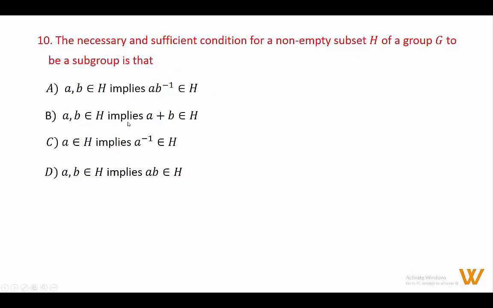a, b belong to H imply that a plus b belongs to H. No, this is the wrong answer. a belongs to H implies that a inverse belongs to H. No, this is not a sufficient answer. a, b belong to H implies a times b belongs to H. This is also not a necessary and sufficient answer. So the answer is option A: a, b belong to H implies that a b inverse belongs to H.